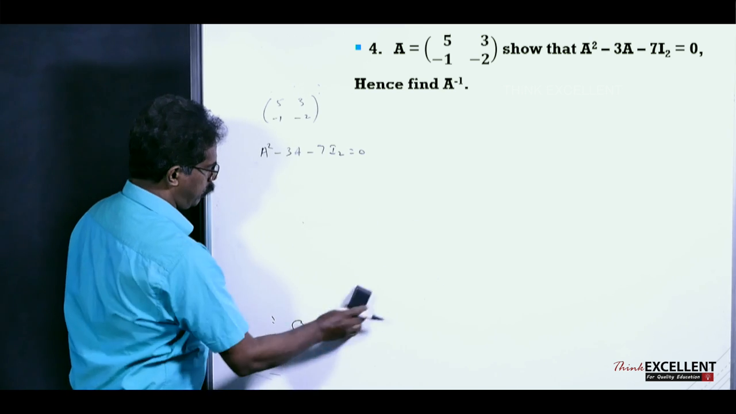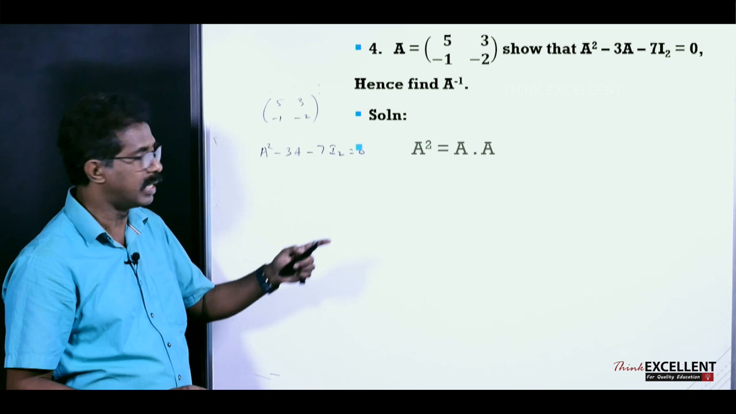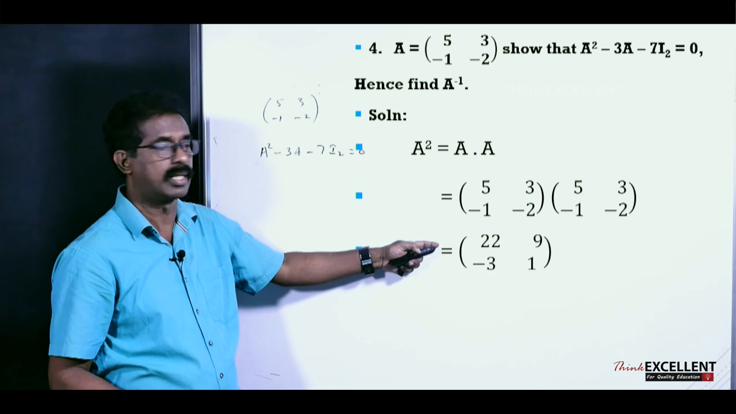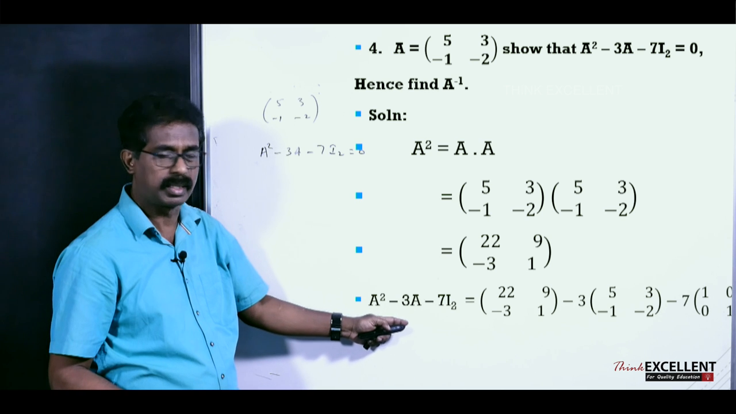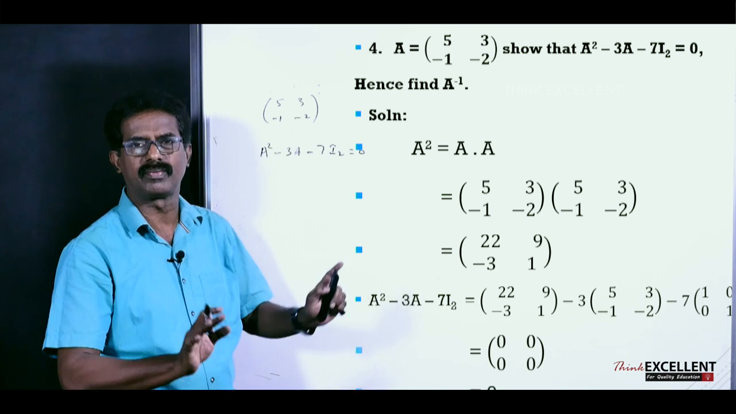Listen. So first part, you know how to do that, right? First you find A square, A into A, write it 2 times. You'll get some answer for A square. Then you write the full left side, substitute the values, and you are getting 0. That's the answer for the first part.